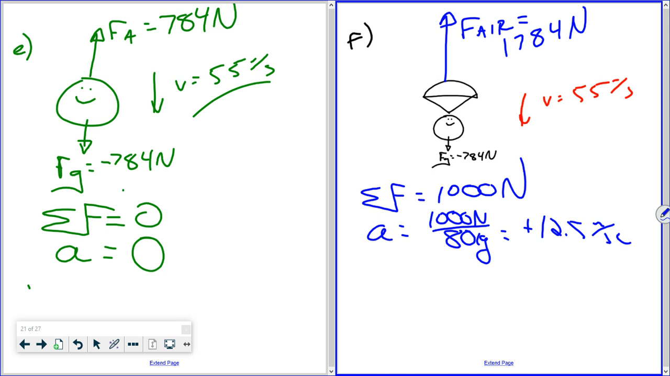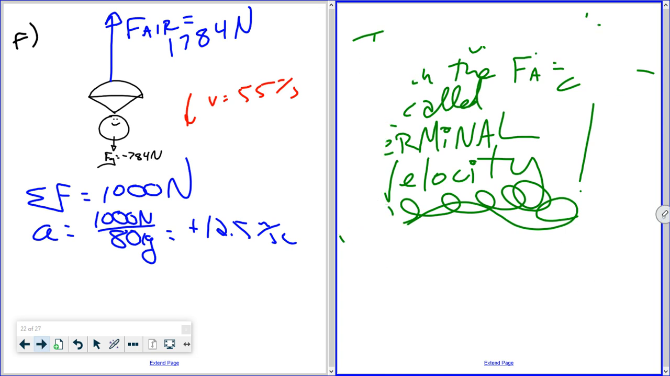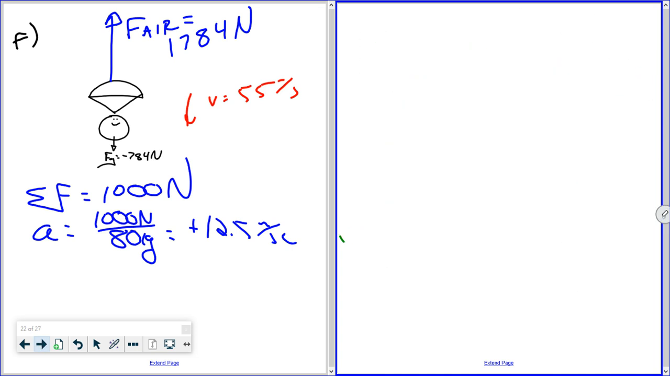What's he going to do? It's going to slow down, isn't it? Does that mean he's moving up? No, it means he's moving down at a decreasing rate now, right? Because now the net force is working against him. So a moment later, he's going to be falling down again.